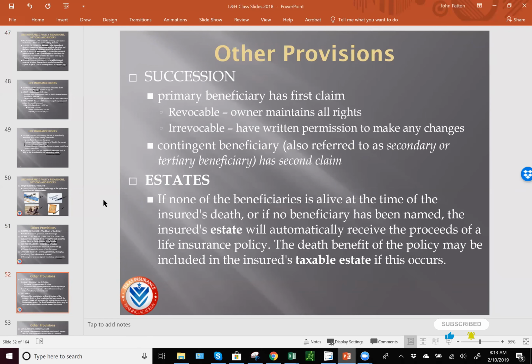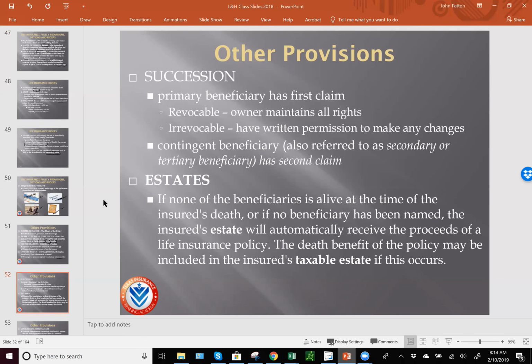Now, if there are two beneficiaries, it would go primary, then contingent. So contingent is second in line, so that if the primary beneficiary were to predecease the insured, or die before the insured, then the contingent would be next in line for the death benefit.